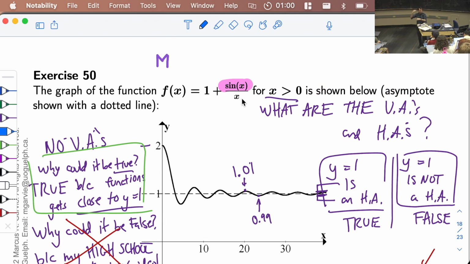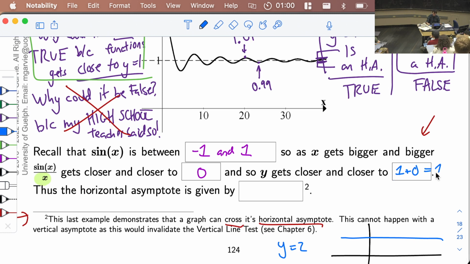Sine of x over x is getting close to 0. So what is y getting close to? 1 plus 0, which is 1, equals 1. So the horizontal asymptote is y equals 1.